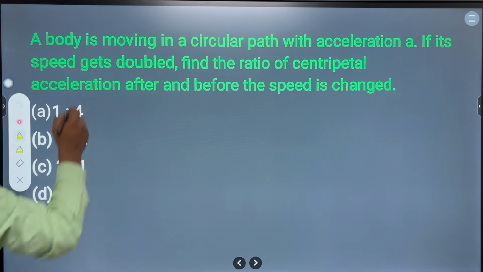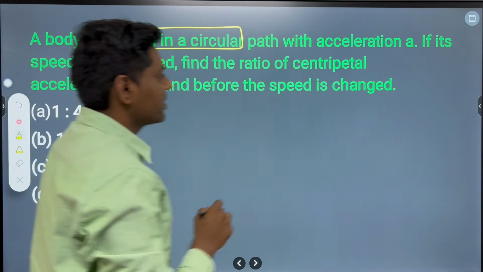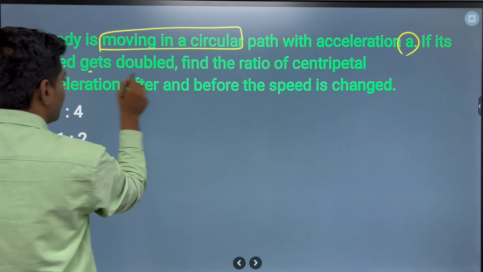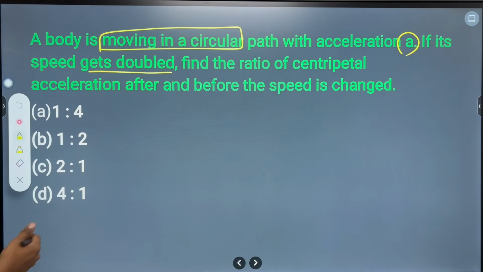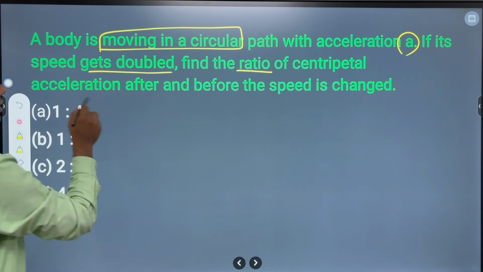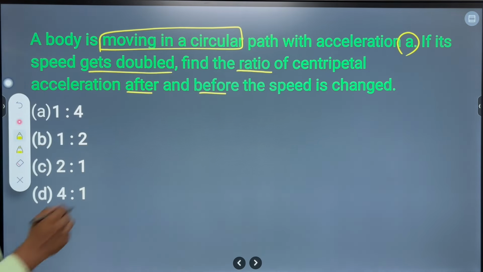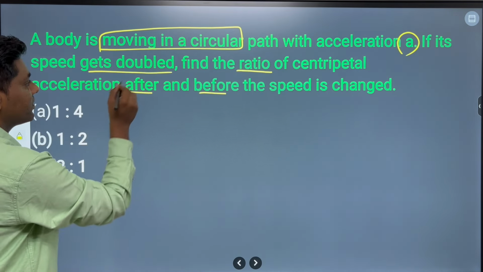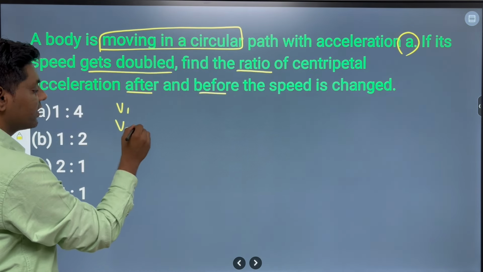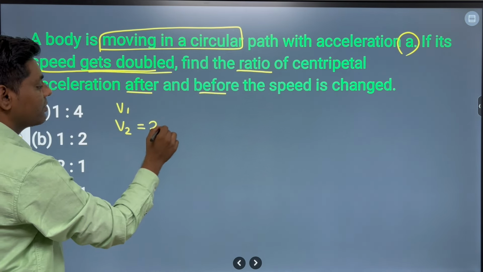Question number one: a body is moving in a circular path with acceleration a. If its speed gets double, मतलब उसका speed double हो रहा है initial से, then find the ratio of centripetal acceleration after and before the speed is changed. So that is what is given. Let's consider the initial speed is v1 and the final speed is v2. It gets double, मतलब वो 2 times v1 है.